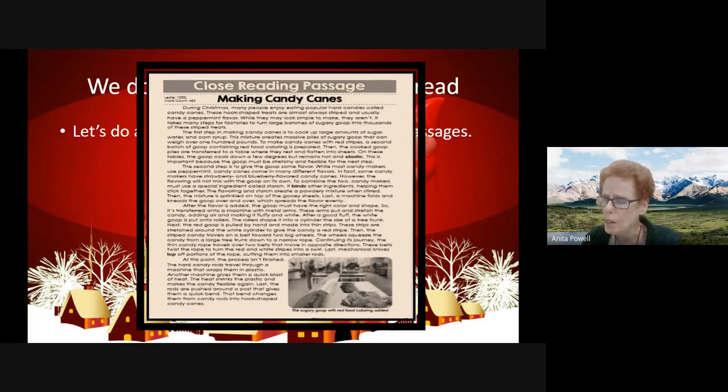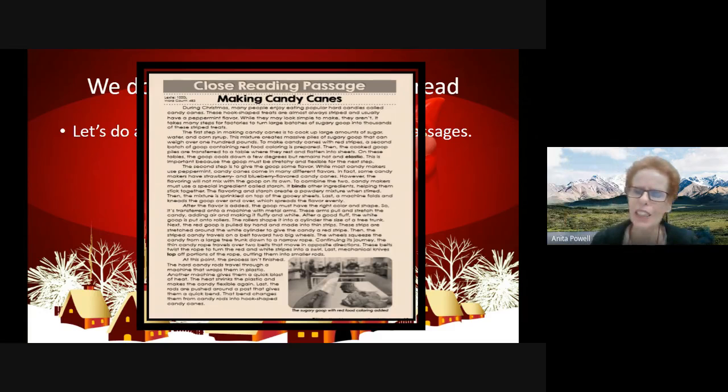At this point, the process isn't finished. The hard candy rods travel through a machine that wraps them in plastic. Another machine gives them a quick blast of heat. The heat shrinks the plastic and makes the candy flexible again. Last, the rods are pushed around a post that gives them a quick bend. That bend changes them from candy rods into hook-shaped candy canes.